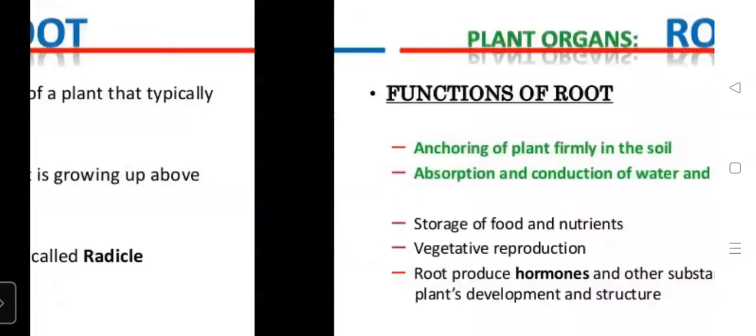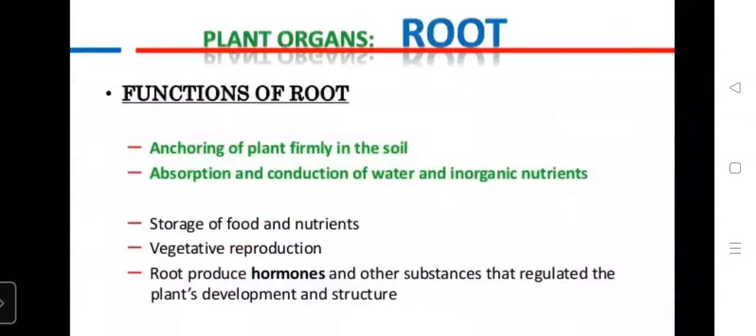What is that radical? The functions of root, as I already discussed: anchoring of the plant firmly in the soil, absorption and conduction of water and inorganic nutrients, storage of food and nutrients, and vegetative reproduction. Roots also produce hormones and other substances that regulate the plant's development and structure.